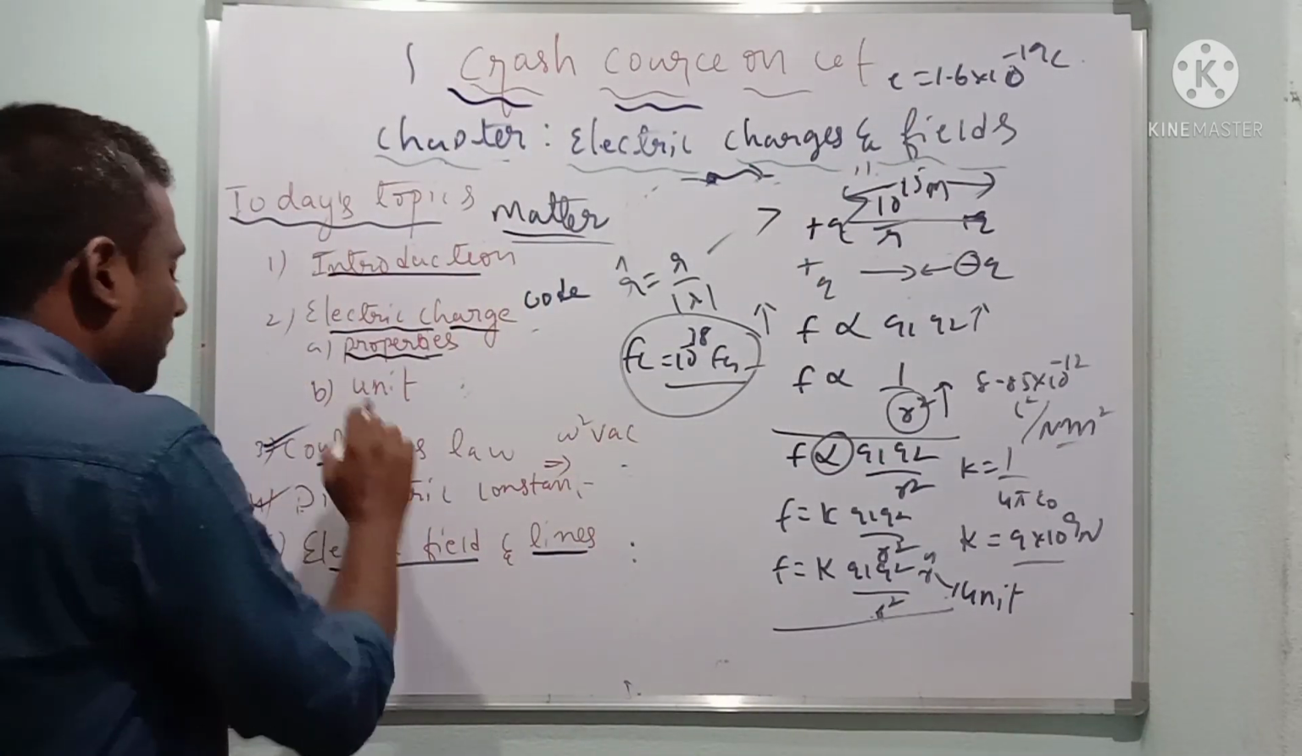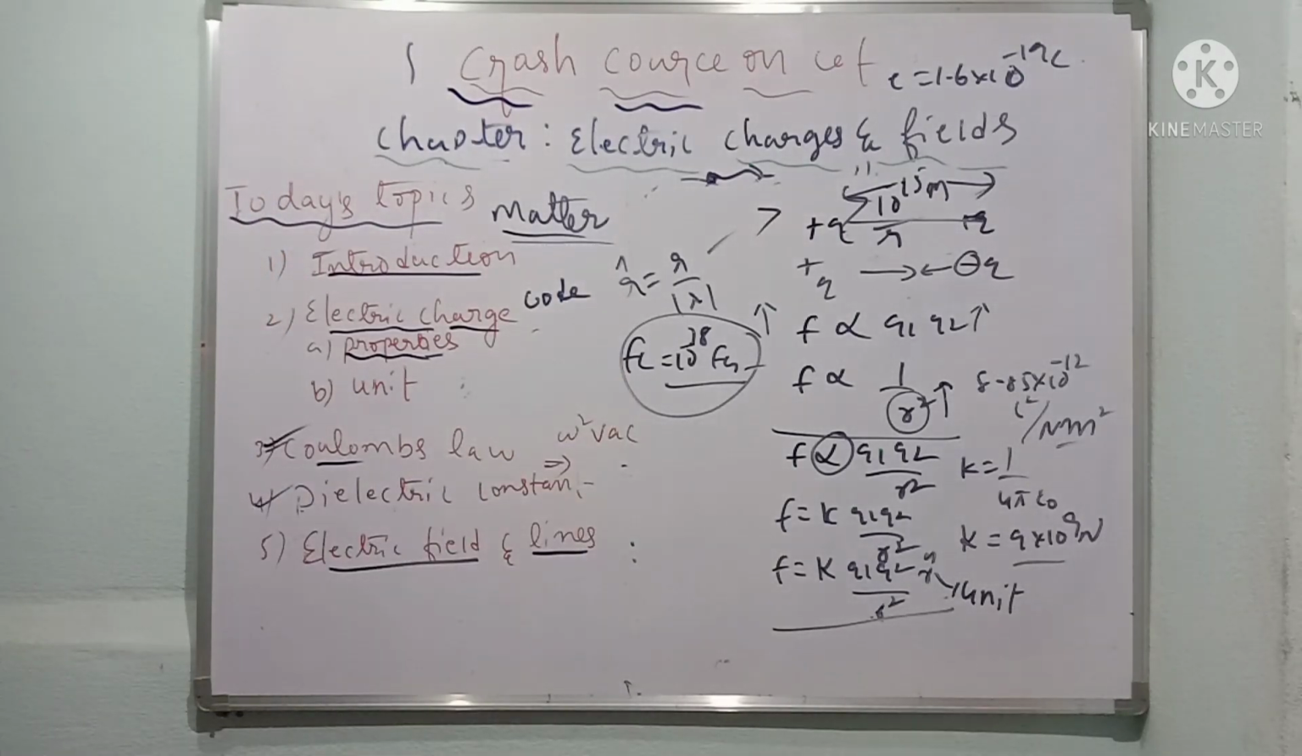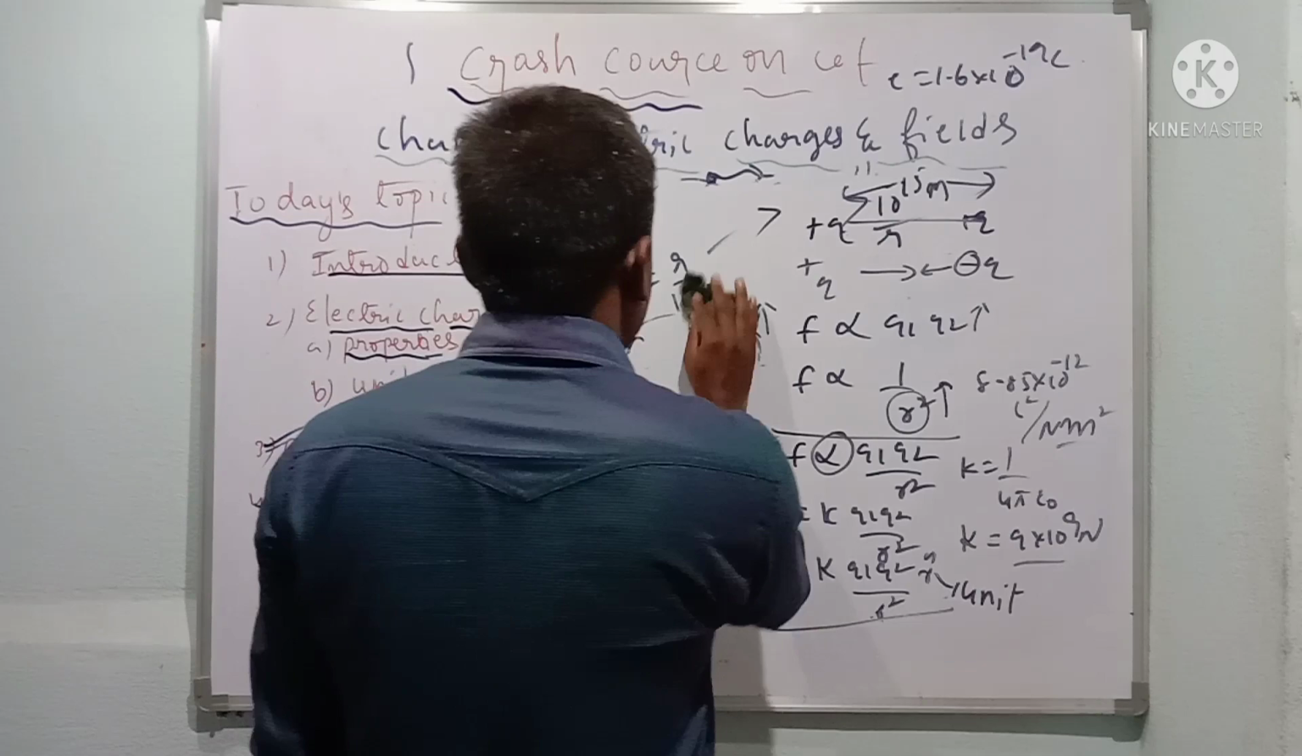Now, dielectric constant. It's very easy, children. Please note down these points for 1 minute. Please, you should write, children, because reading 10 times is equal to 1 time writing. So now we'll understand the dielectric constant.